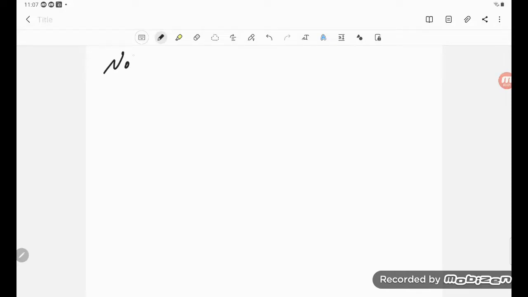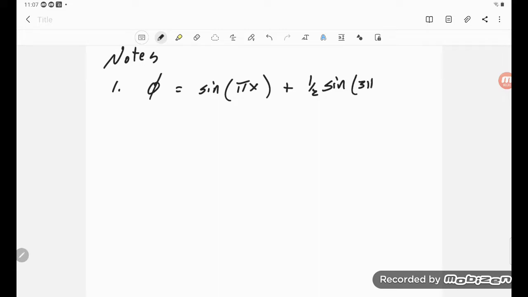All right, let's look at our notes from chapter 5. I already mentioned some of this. In note 1, they're just pointing out that if phi of x is in the form of the solution, so something like this where I've got 1 times sine pi x and then they have 1 half sine of 3 pi x, they're saying, hey, the solution is easy, okay?